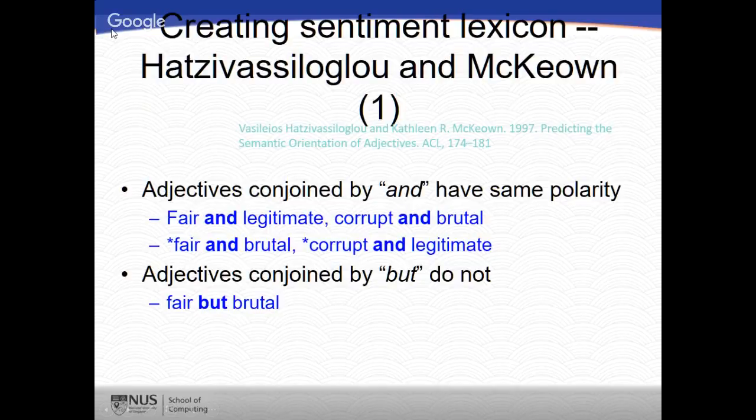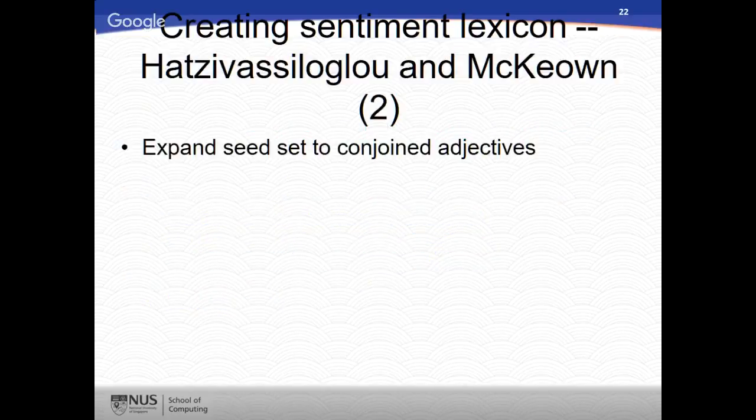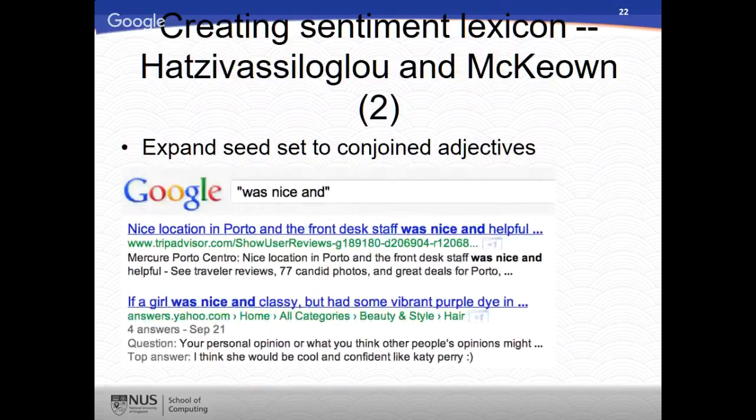For example, take this as an example, fair. If we know fair is of certain sentiment, it's likely this word is also of the same sentiment, right? So since we have already handled the human crafted data set, we just search everything in Google, and Google will return us some text, right? For example, if we search "nice and", Google will return us this.